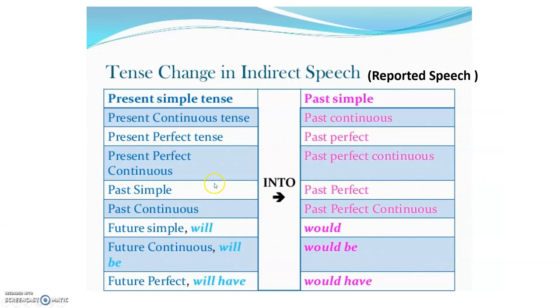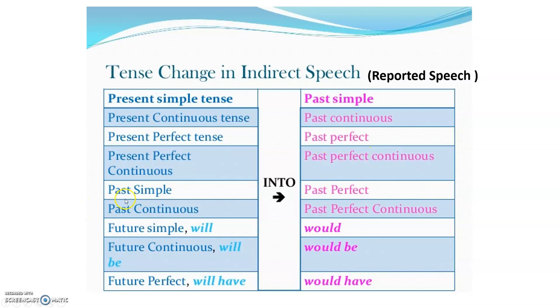Now what is very important, children, when you're changing from direct to indirect, or what we say direct to reported speech, you must remember that you have to change the tense. Okay, so let's see how we do that. Present simple tense becomes past simple. Present continuous becomes past continuous. Present perfect becomes past perfect. And present perfect continuous becomes past perfect continuous. So you see in the examples, all the present will change into past.